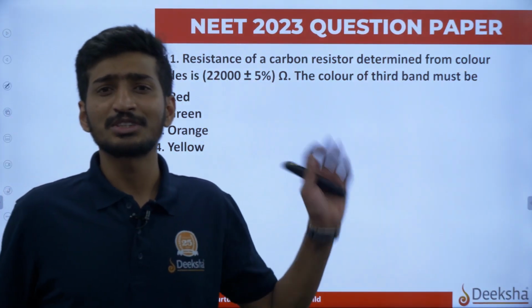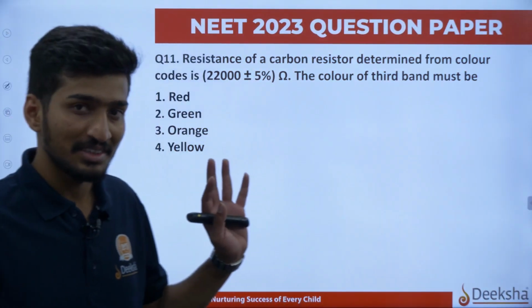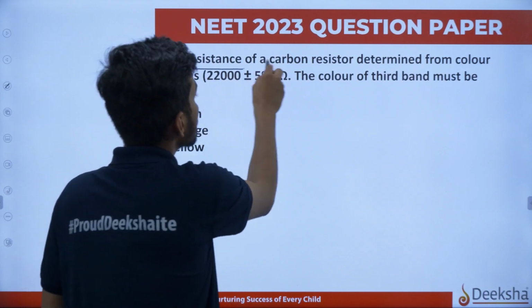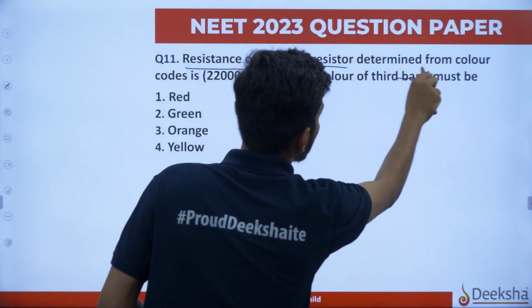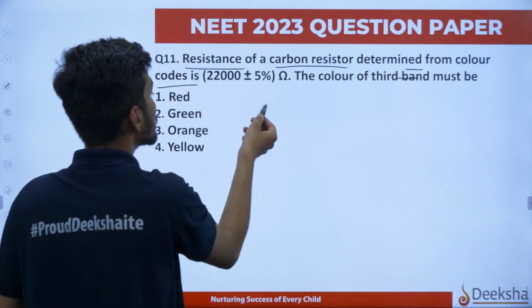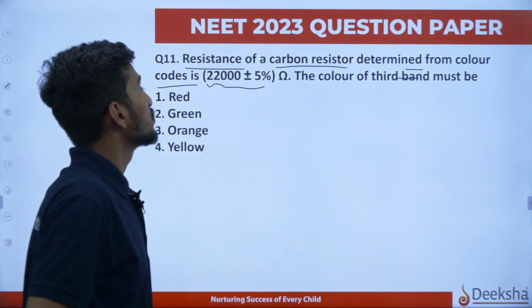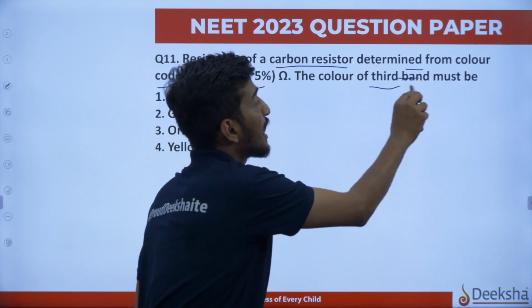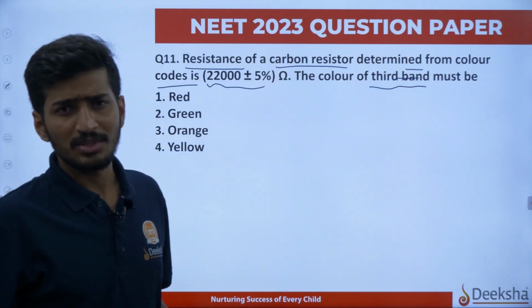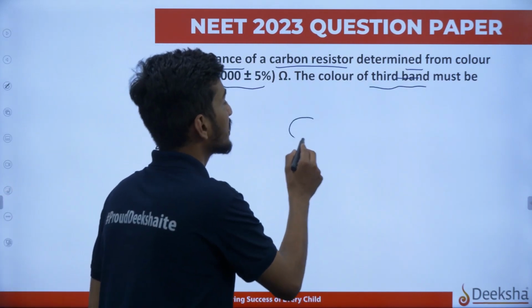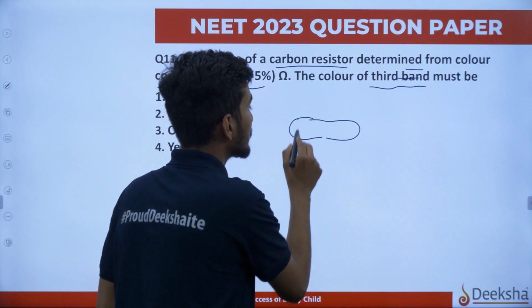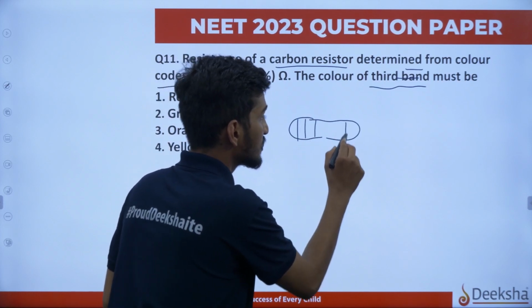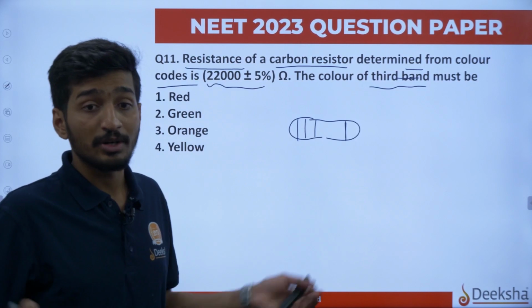Let's look at the simple question from color coding of resistances. Let's see what the question says. Resistance of a carbon resistor determined from color codes is to be 22,000 ohms plus or minus 5%. The color of the third band must be. So basically what this question is telling you is, I looked at a resistance, it looks a little bit like this. There are 3 bands here, and then there is a 4th band here, or it may not be there.